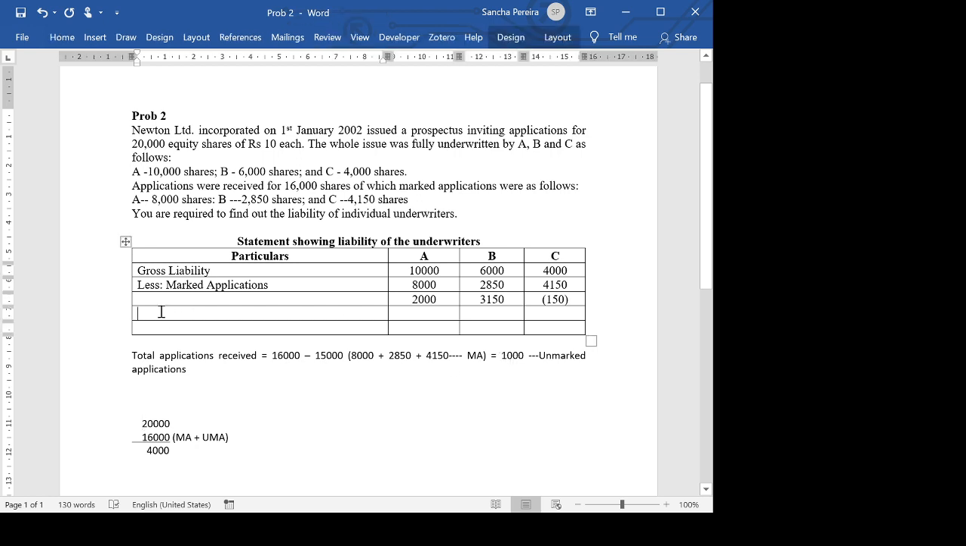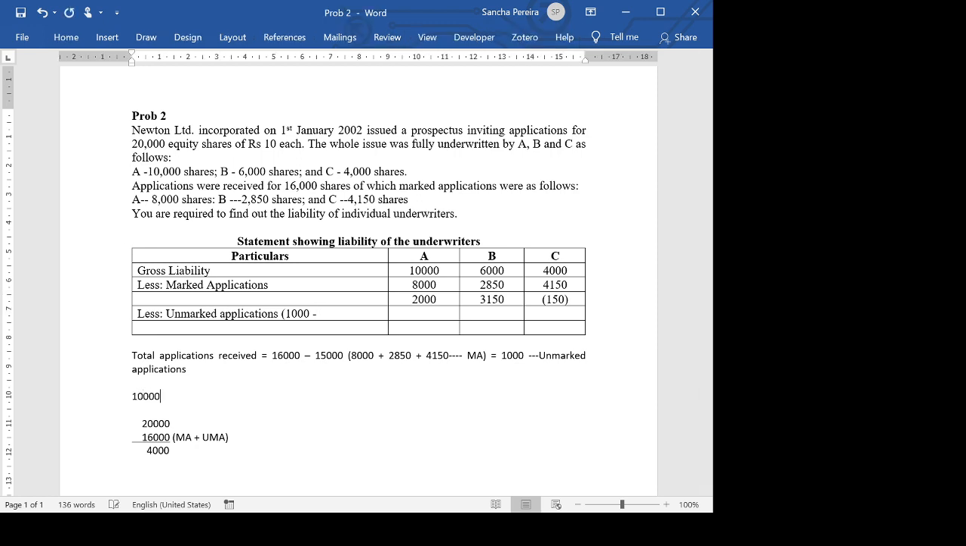Now, how do we minus the unmarked application? Less unmarked applications. Okay, unmarked applications, that is 1,000, is minus always in the ratio of gross liability. Okay, always in the ratio of gross liability. That means in this ratio, this 1,000 has to be divided. Now, if you take this ratio here, I hope all of you know to calculate ratios. 10,000 is to 6,000 is to 4,000. Cancel the 3 zeros.